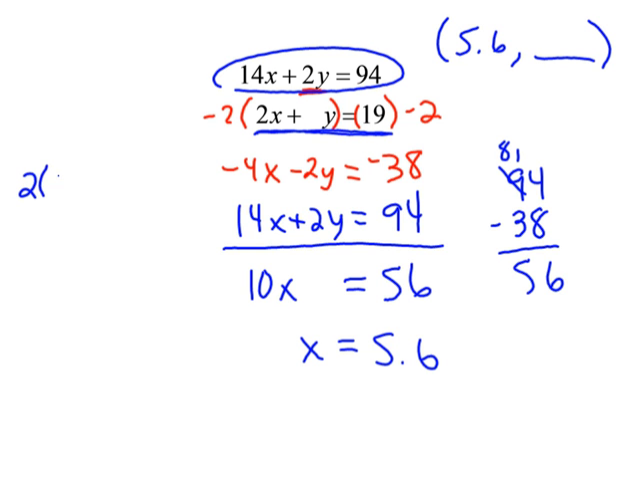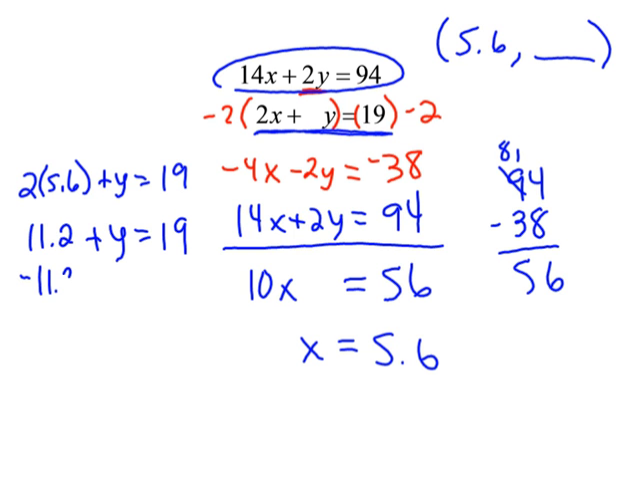So 2 times 5.6 plus y equals 19. 5.6 times 2 is 11.2 plus y equals 19. We subtract 11.2 from both sides. Y is equal to 7.8.